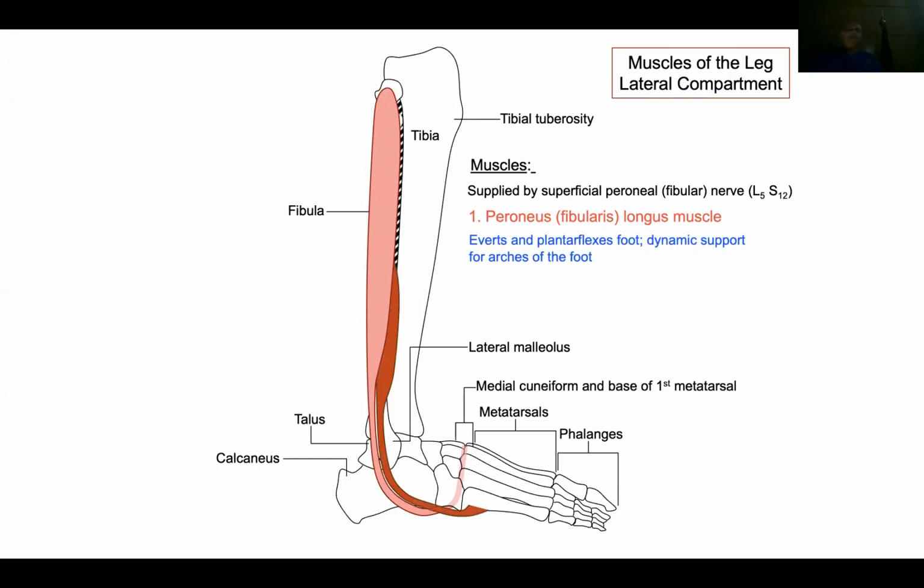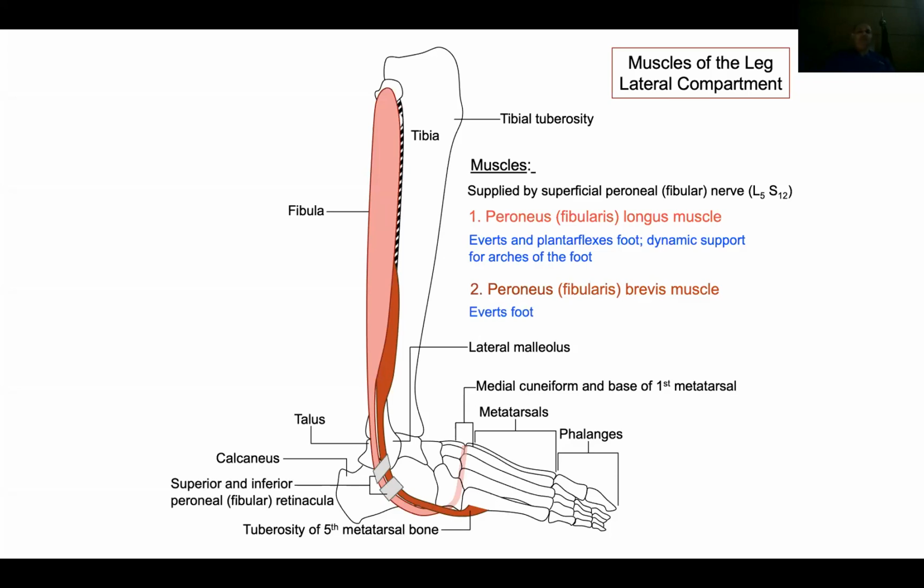And this is the action. It everts, and it also helps in plantar flexion. And the one which is anterior to it is my fibularis brevis muscle. Are we good? Now, the nerve for these muscles is the superficial fibular nerve, a branch from the common fibular. Excellent. So now they are kept in a strap. What name can we give to that? Superior and inferior fibular retinacula.